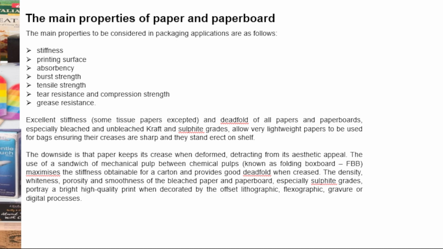The downside is the paper keeps its crease when deformed, detracting from its aesthetic appeal. The use of a sandwich of mechanical pulp between chemical pulps, known as a folding box board (FBB), maximizes the stiffness obtainable for a carton and provides good dead fold when creased.